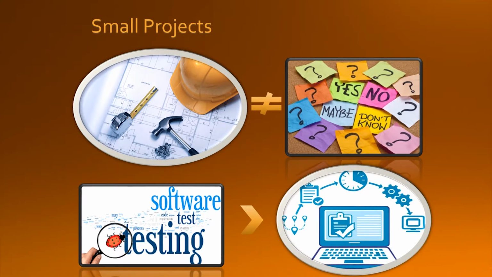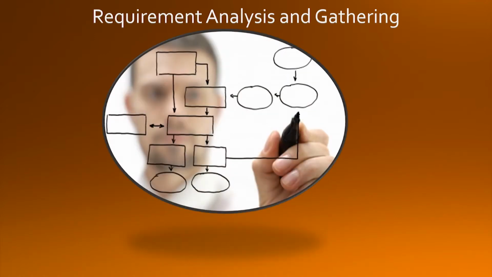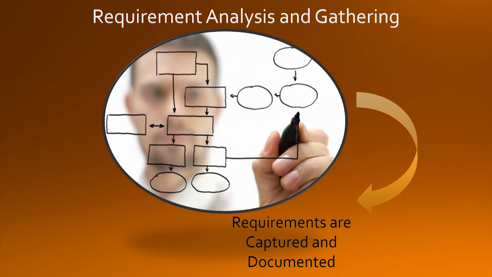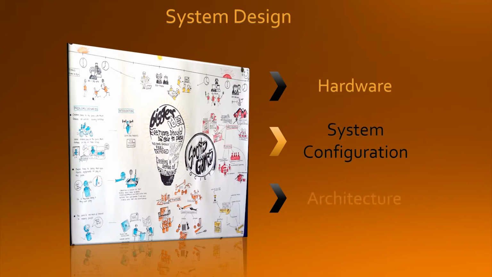The first phase is requirement gathering and analysis. This phase involves all possible requirements of the system to be developed and captured and documented. System design. The system design is produced or prepared using the requirements gathered from the first phase. In this phase, all the system designs are analyzed and specified, like hardware, system configuration, and architecture of the system.